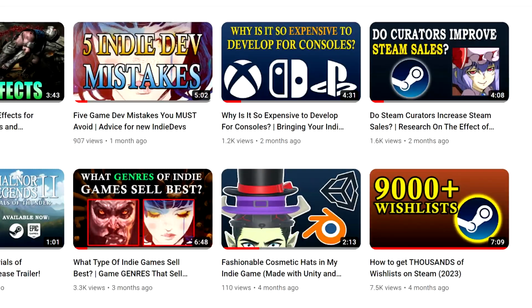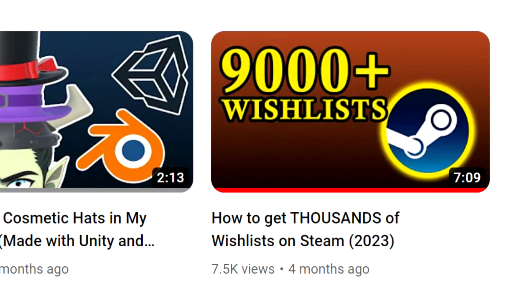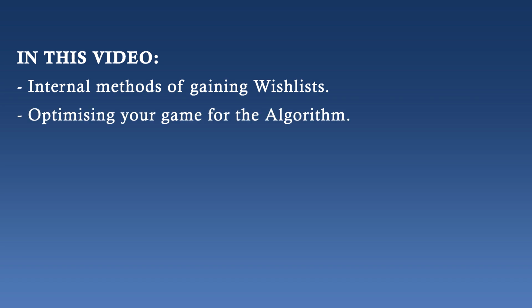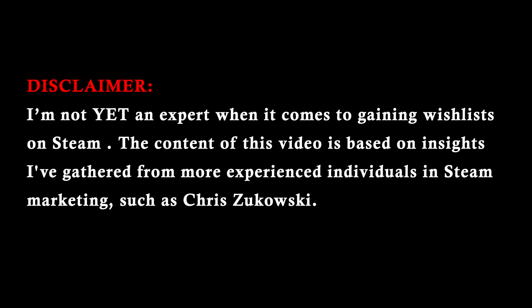In my last video, I talked about how you can gain wishlists on Steam using external sources. But today, I want to focus on internal methods. And by internal, I'm basically talking about the Steam algorithm itself, and how you can make your game fall in its good grace. Before we start, here is a disclaimer.